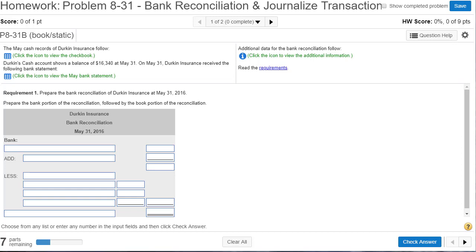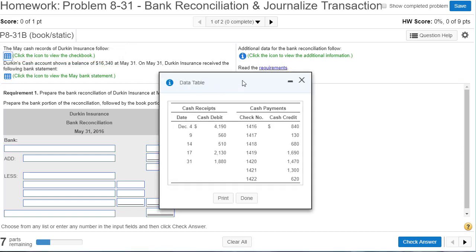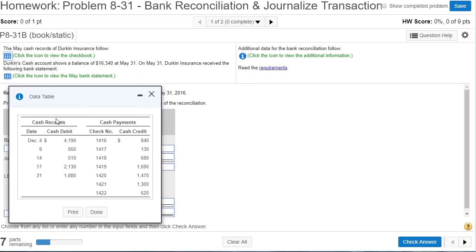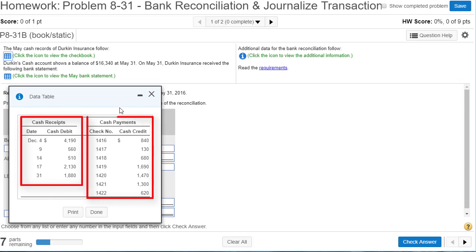Problem 8-31. We're going to do a bank reconciliation, and then we're going to journalize any transactions that appeared on the bank statement that the company was not aware of. So what we have here are the May cash records of Durkin Insurance. Notice they're showing the cash data with a column for cash receipts and a column for cash payments. As you can see, all the payments are made by checks.